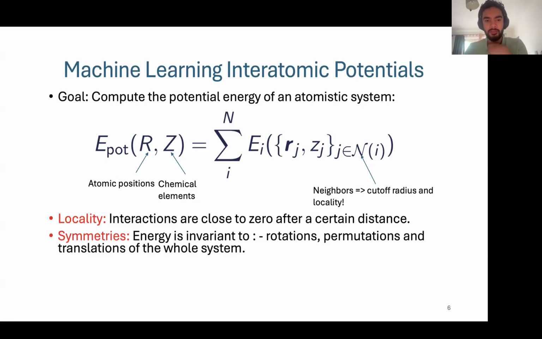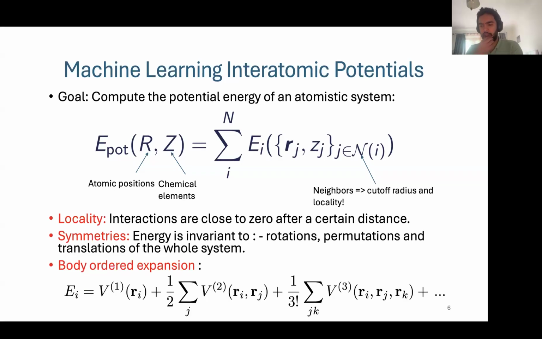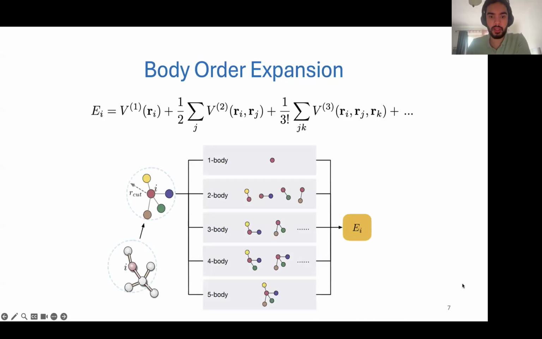We also usually, and this is debatable for some people in the community, try to enforce some symmetries from the physics on this function. So it should be invariant to rotations, permutations, and translation of the whole system. And then one extra useful approximation is to do a sort of body order expansion. So we try to expand these site energies as a sum of one body, two body, and three body terms, and try to approximate each of those. So here I just made a graphical illustration, and this is quite common in the classical force field literature. And some of the ML potentials all have in some form a sort of body ordering, even if in reality it's not strict.